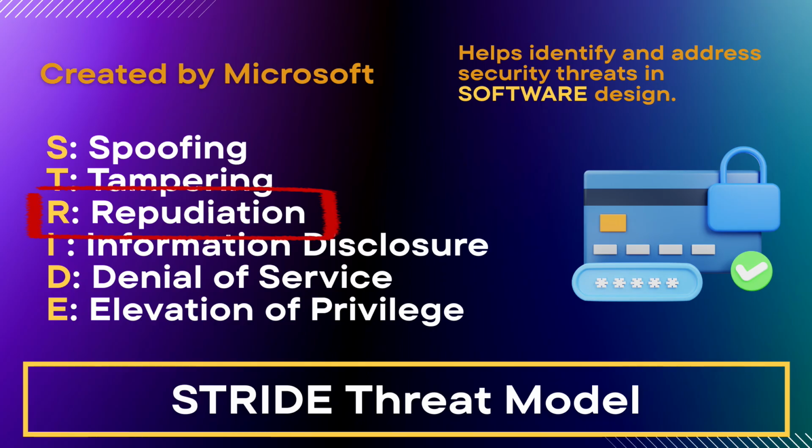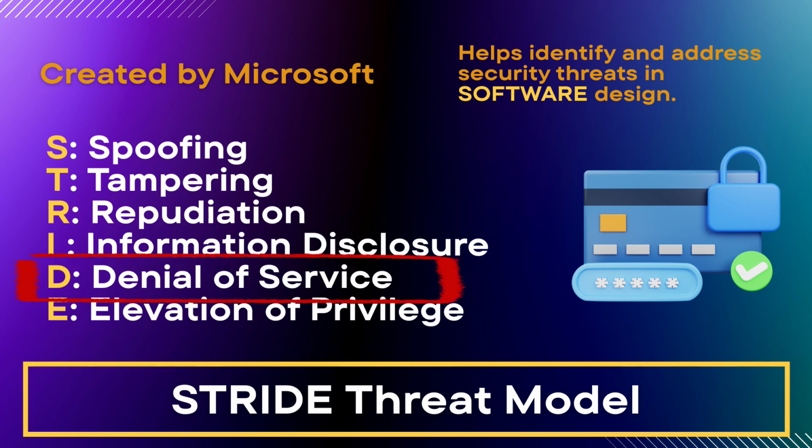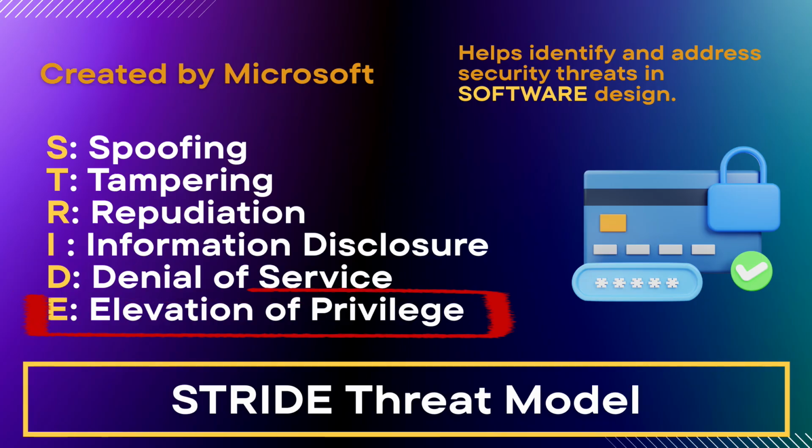Maybe a person does something bad, but claims that it wasn't them. Information disclosure is the one that stands for I. This is when sensitive data gets exposed, it can be accidental or it can be intentional. D stands for denial of service, and this is when someone makes the system unavailable, maybe by flooding it with traffic. And the last one is elevation of privilege. This is when someone with low-level access finds a way to gain admin-level control.